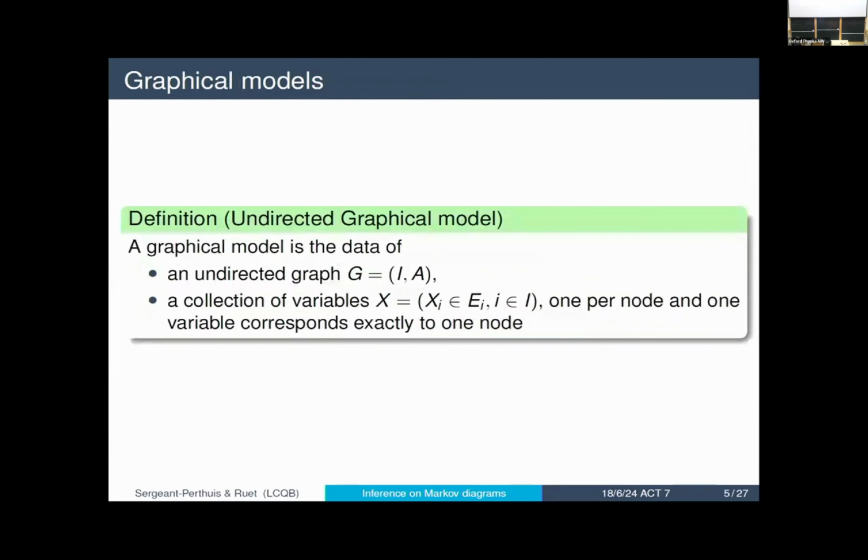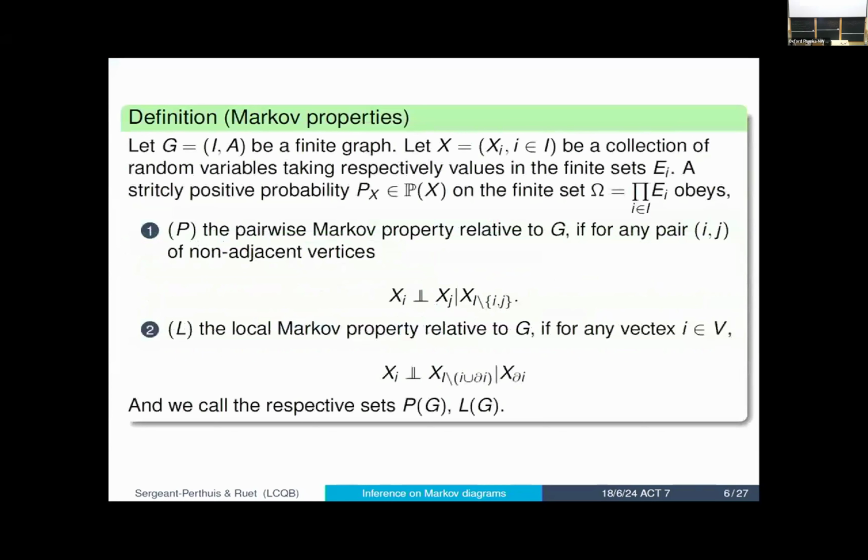So first, a graphical model, it's a graph. For each node, you're going to have a variable. And you're going to say that you have conditions that you can read from the graph, the conditional independence conditions. So you have several conditions that you can read from the graph.